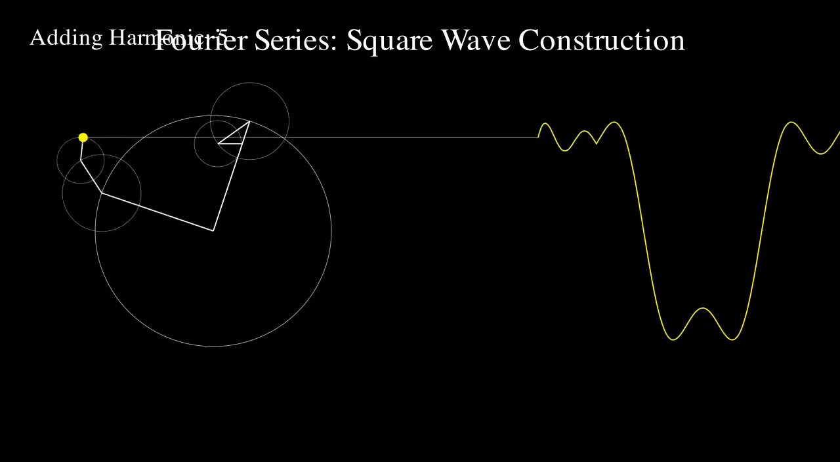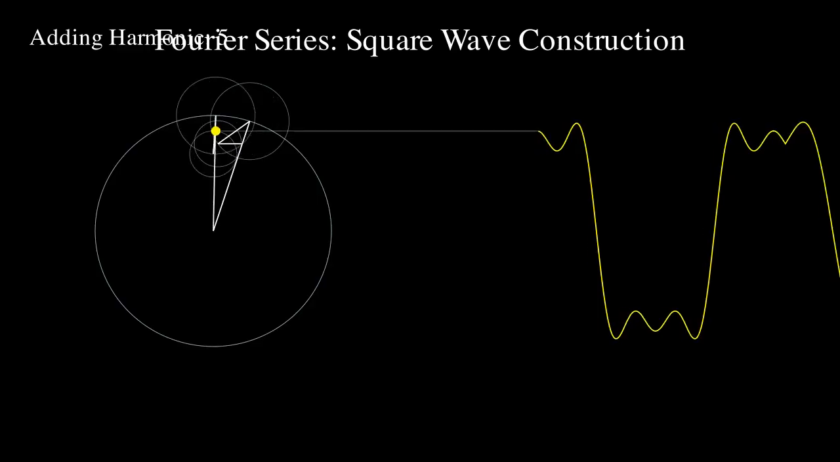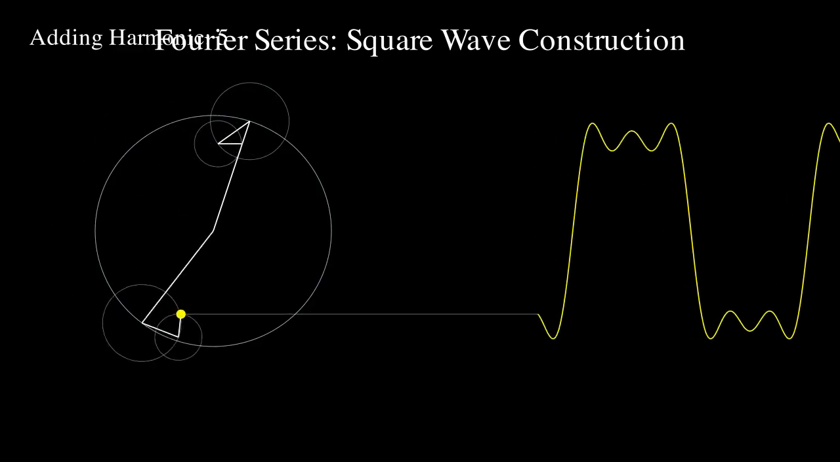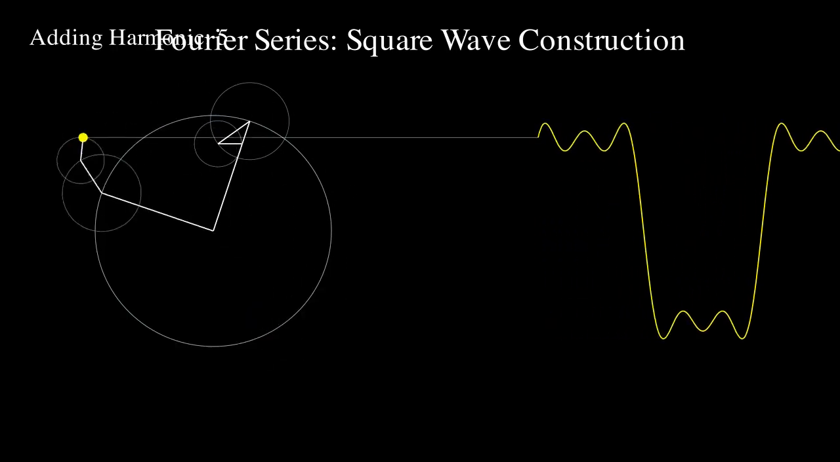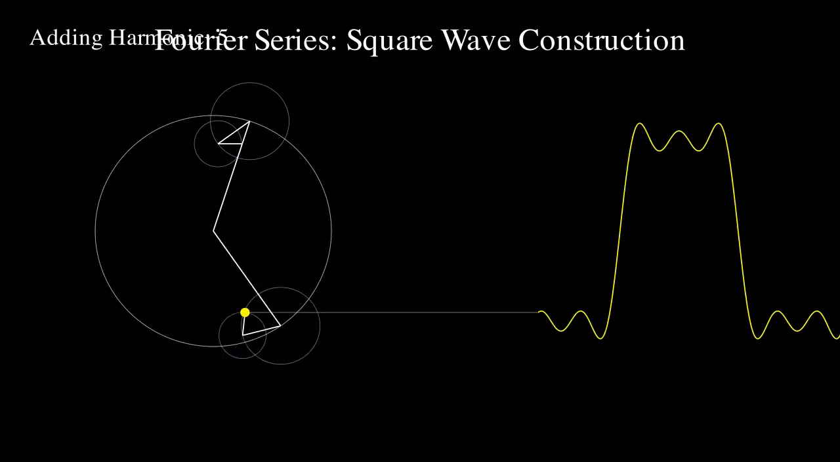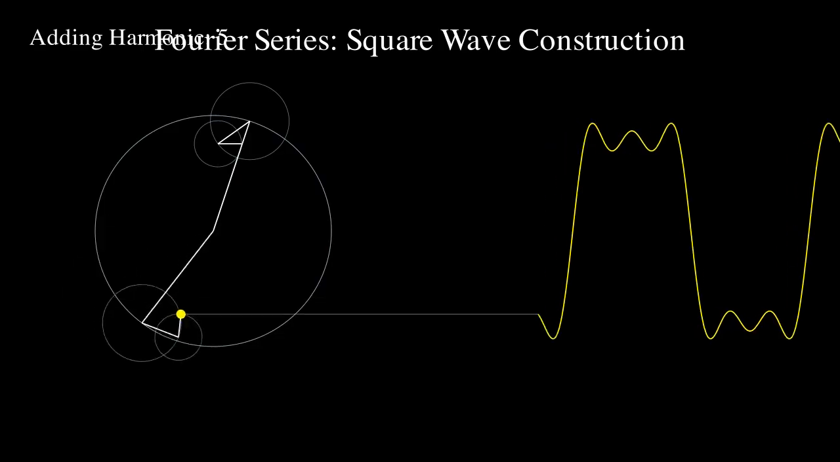It is time to refine the shape further. We add the fifth harmonic. This vector is 1/5 the size of the fundamental, and rotates 5 times as fast. This smaller circle spins at high speed. It adds small ripples to the wave.